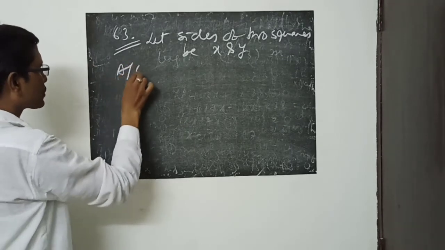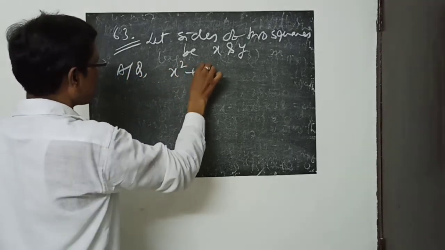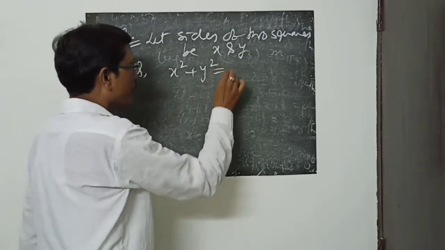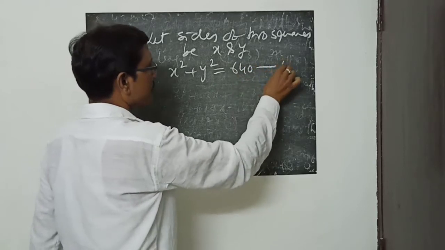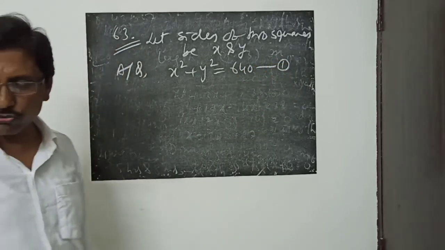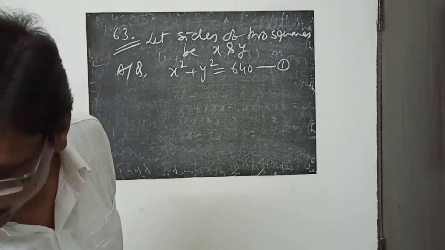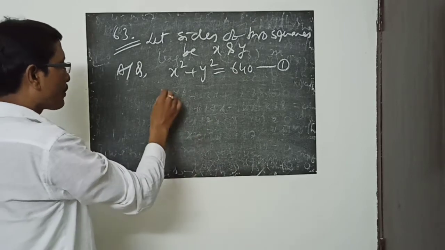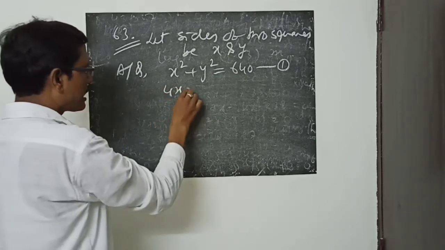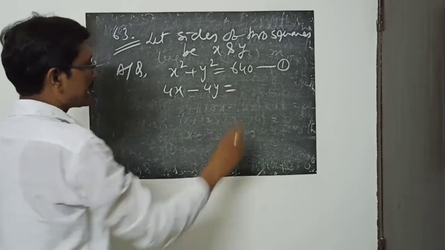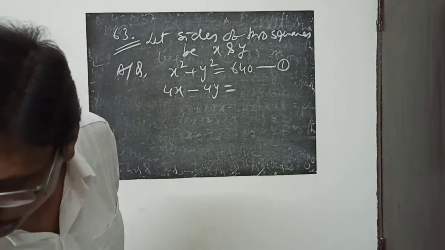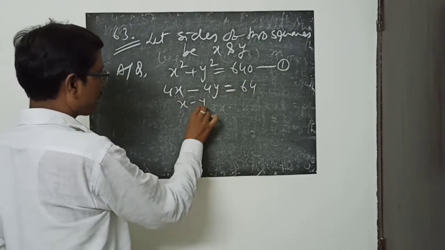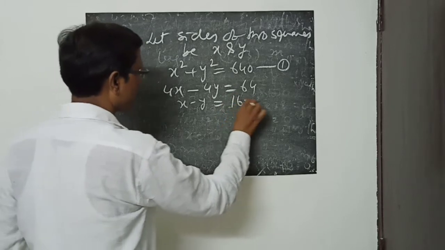So according to the question, first of all you have the area, that is x square plus y square is equal to 640. Suppose this is the first equation. The second one says that the difference of the perimeters is 64. Suppose the first one is larger, x is larger. Perimeter means 4 into side. The difference, 4x minus 4y, is equal to 64. So you can cancel both sides by 4 also. x minus y equals 16.